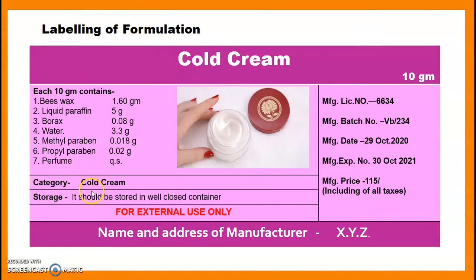Then the category of our preparation is cold cream. Storage, it should be stored in a well closed container. For the secondary direction, it is for external use only. And then other manufacturing details such as the manufacturing license number, manufacturing batch number, manufacturing date, expiry date, and maximum retail price of our preparation, and at the last side of our label, the name and address of the manufacturer should be mentioned. In this way we made the label.